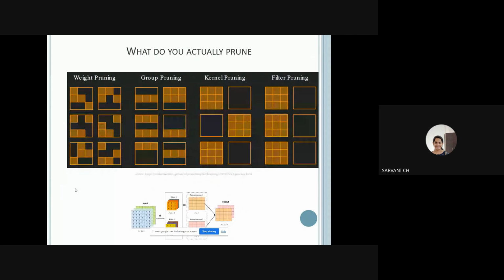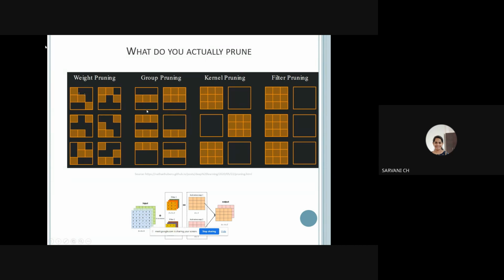And what do you actually prune or remove from the architecture? As we have seen in the diagram of pruning, there are structured and unstructured pruning, where only weights are removed, or the entire neuron is removed. In convolutional layers, you can see the leftmost weight pruning is unstructured pruning, and all three other kinds of pruning are called structured pruning. From the image, you can observe that in weight pruning, the weights you have pruned are very random. There is no order followed. We randomly pick whatever weight is least important and make it zero in the architecture.